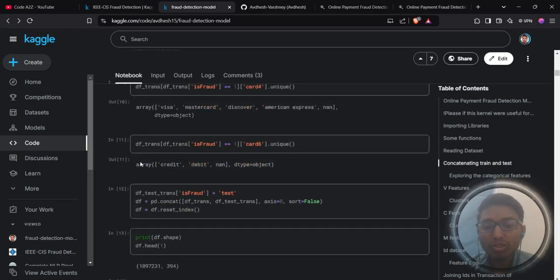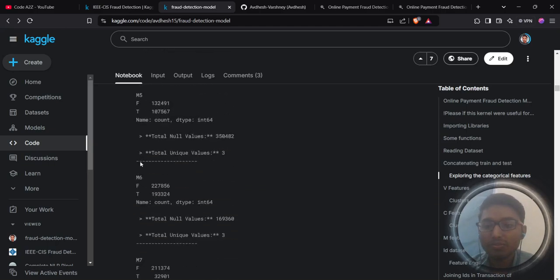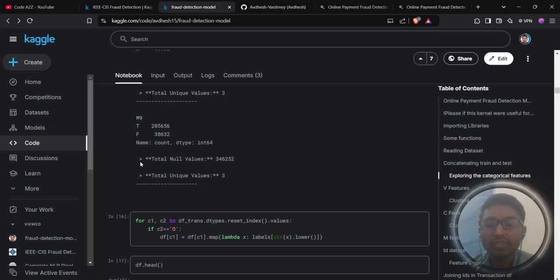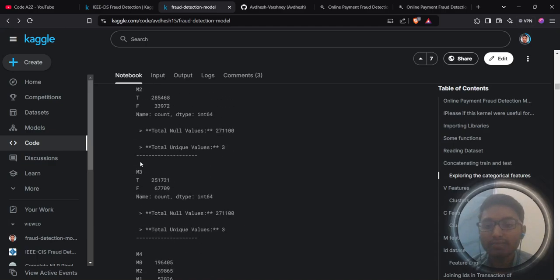Then moving to the pre-processing step. So let's move to the pre-processing step. This is just to know which features contain how many values, which are the null values, and how many unique values are present in the dataset. All these things are provided in this description.